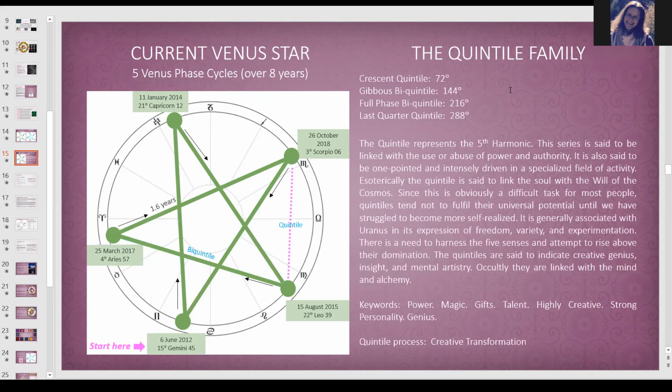It is generally associated with Uranus in its expression of freedom, variety, and experimentation. There is a need to harness the 5 senses and attempt to rise above their domination. The quintiles are said to indicate creative genius, insight, and mental artistry. Occultly, they are linked with the mind and alchemy. Keywords: power, magic, gifts, talent, highly creative, strong personality, and genius. The quintile process is creative transformation.